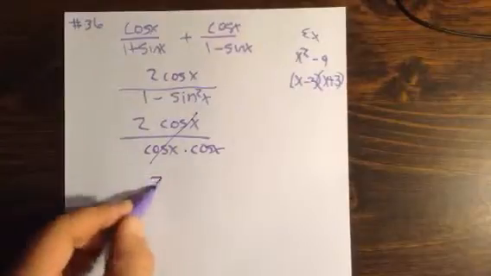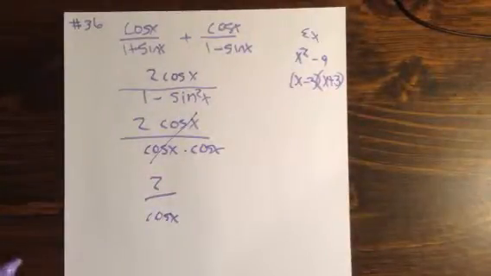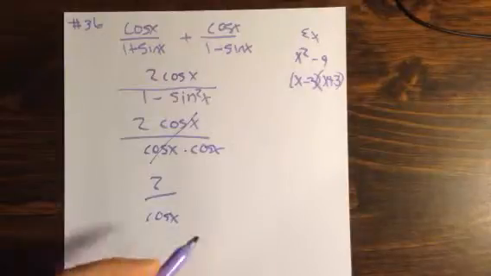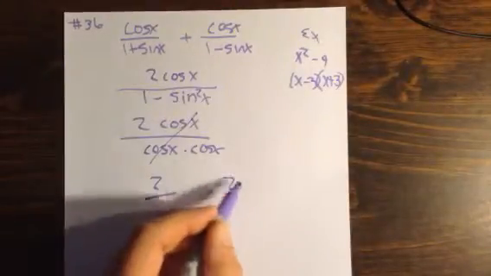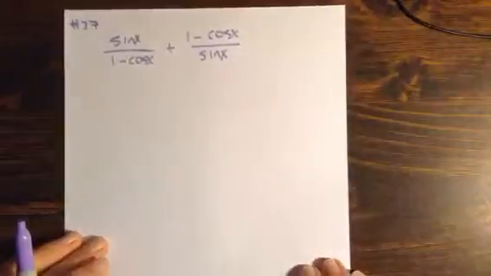Cancels right out. Now 2 over cosine of x, couldn't that better be written? Wasn't 1 over cosine, isn't that secant? So I'm going to rewrite that as 2 secant of x. And we're done. Okay?